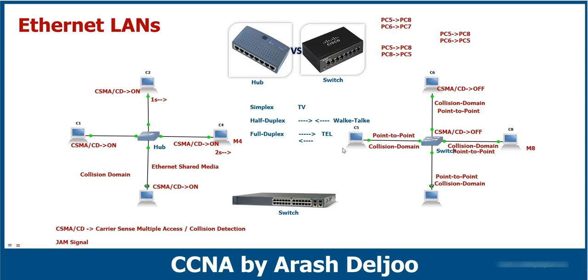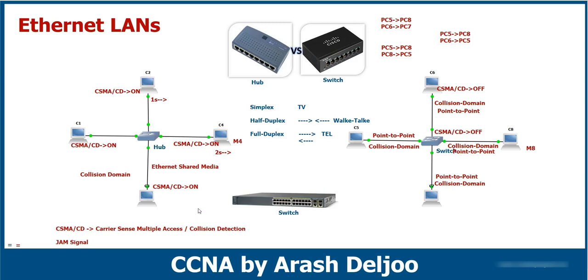Very good. Now we can understand that in full duplex operation, we don't need CSMA/CD. Because of that, CSMA/CD is automatically turned off. But when we are using half duplex, we need to wait for others to finish sending. After that, we can send. Because of that, we need CSMA/CD. What is CSMA/CD?